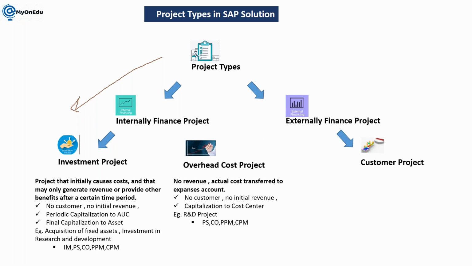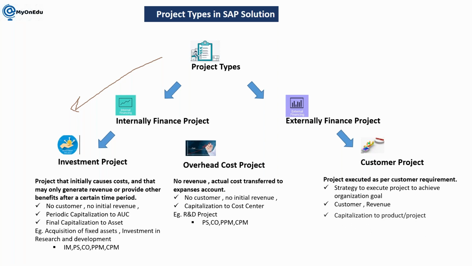Next is externally financed project, like a customer project. Okay, these projects will be financed by the customer. Project executed as per the customer requirement, strategy to execute project to achieve organization goal. With a customer, you will have revenue, you will have capitalization to product or project. For example, engineering, construction, and operation or make to order scenarios.